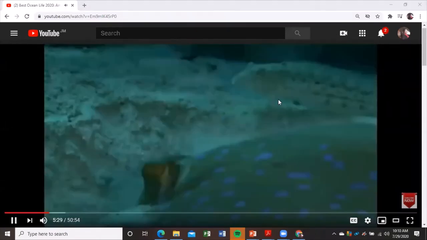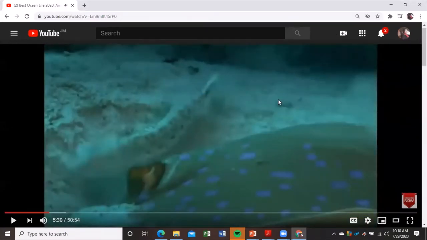Some of these animals, especially because of their color, can easily blend in, so they're able to hide from predators that will try to kill or attack them. Others just stand by and feed on what.